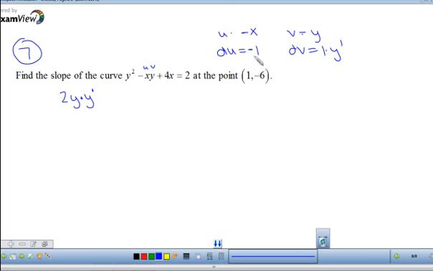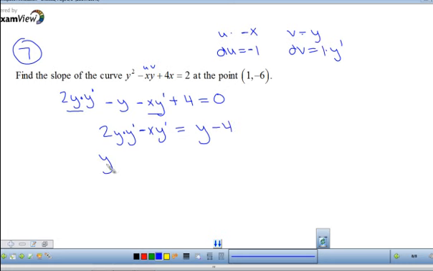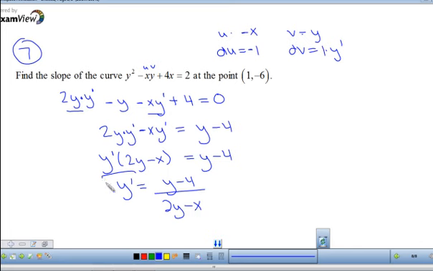So the derivative of u times v plus the derivative of v times u. The derivative of 4x is 4, and the derivative of 2 is 0. Okay, so I'm going to have 2y y prime minus x y prime equal to y minus 4. Factor out the y prime, and then divide. Okay, so there's my derivative.